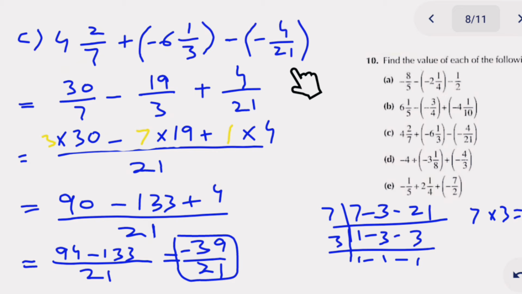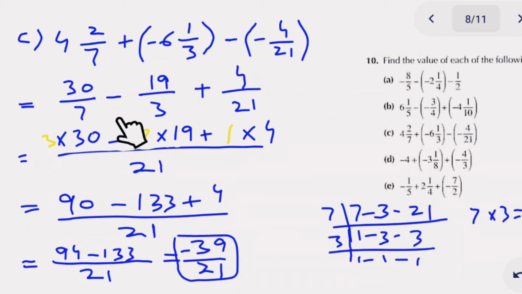In this part, you can see that we are given different mixed fractions and simple fractions along with different brackets and positive and negative signs. So in the first step, we have to convert the mixed fractions into simple fractions. 7 fours are 28 plus 2 is 30 over 7, and this plus minus is minus, and 6 threes are 18 plus 1 is 19 over 3, and negative is plus, and 4 over 21 is written as such.